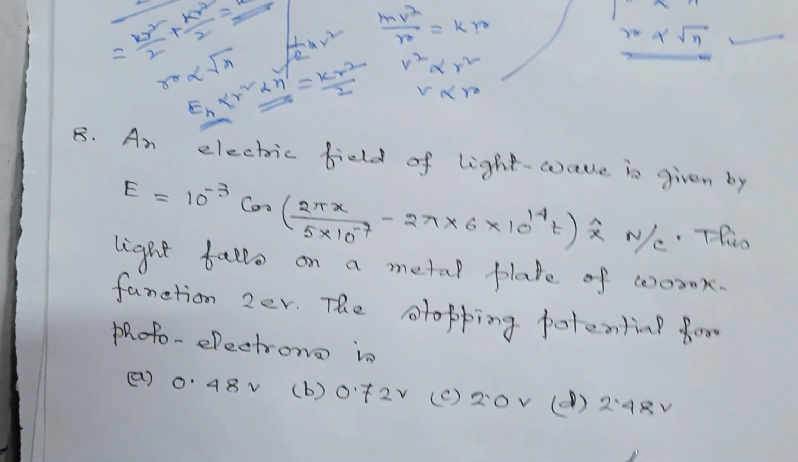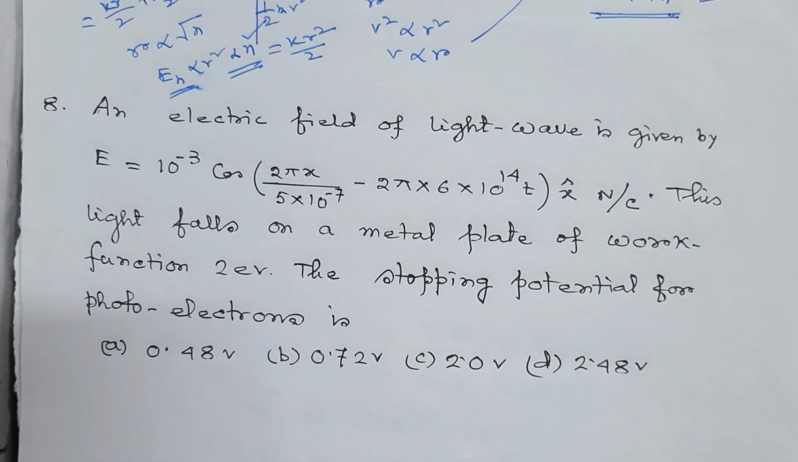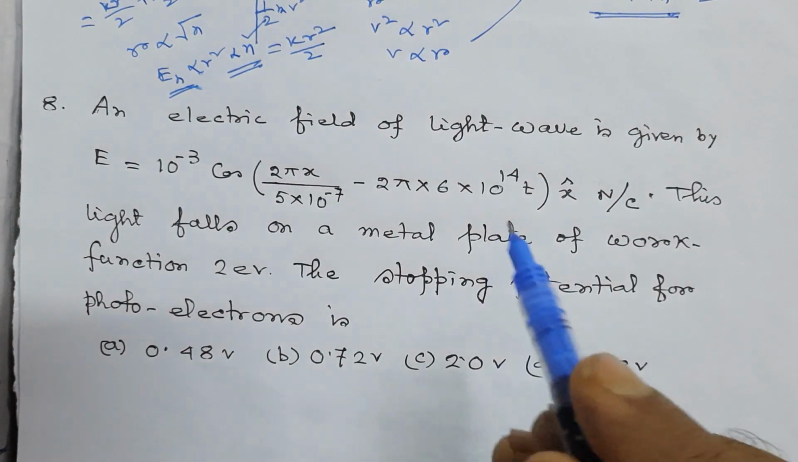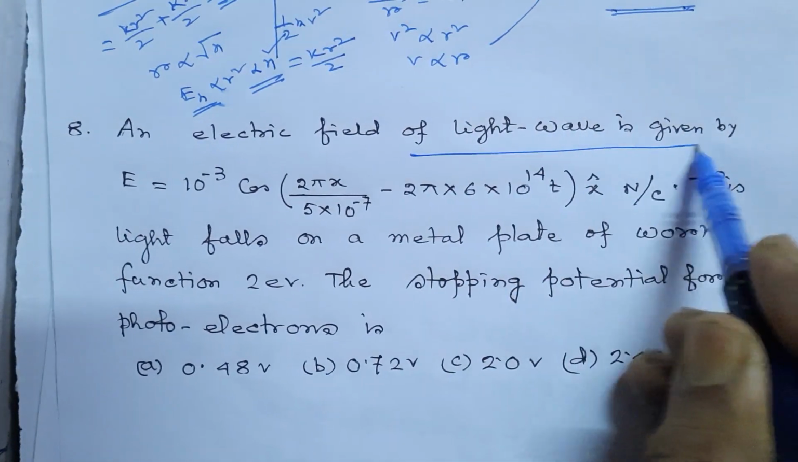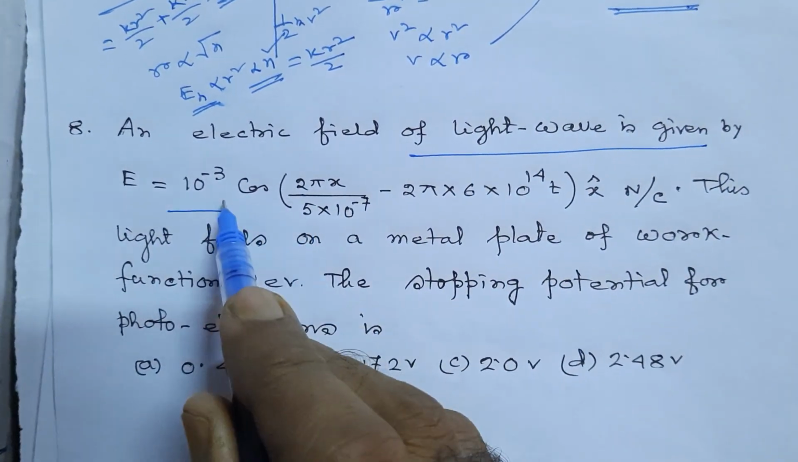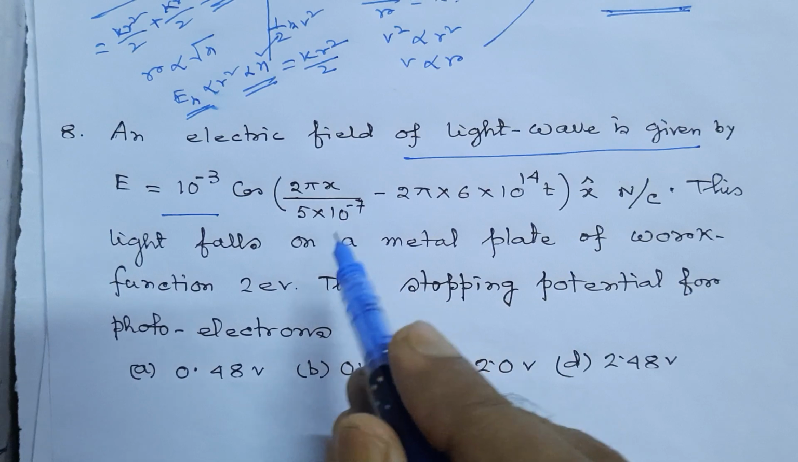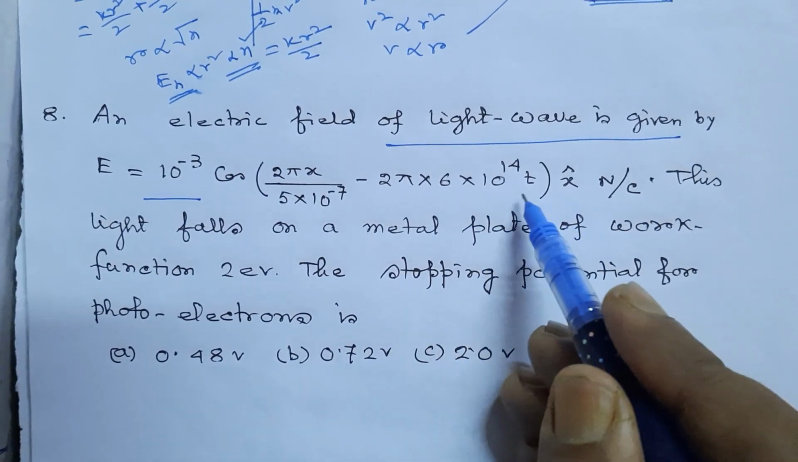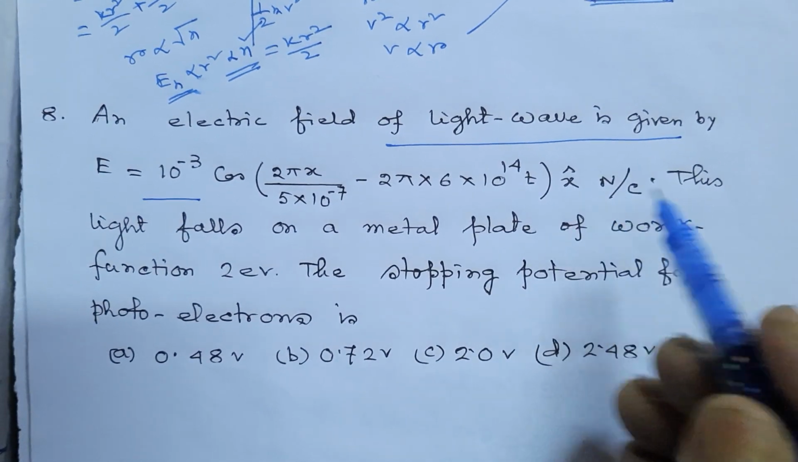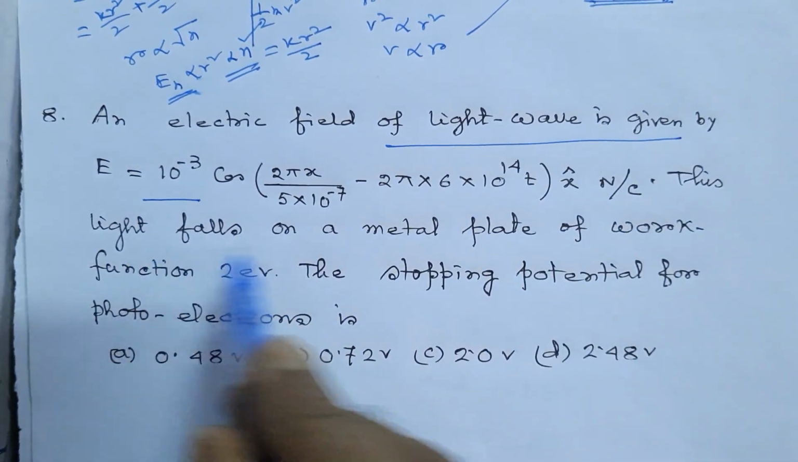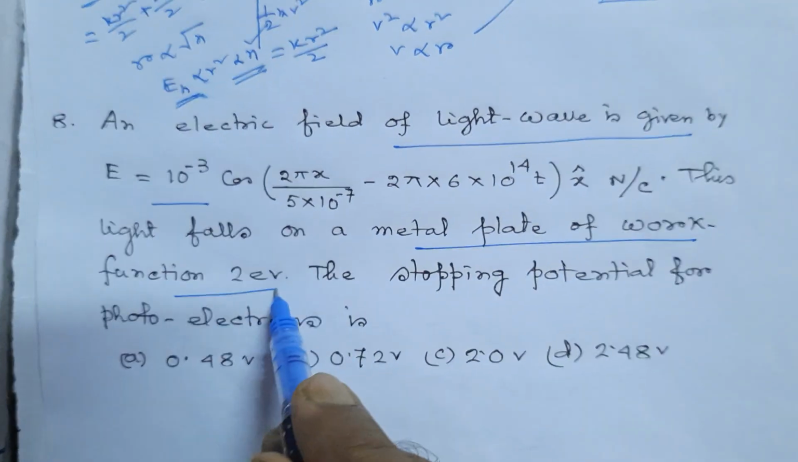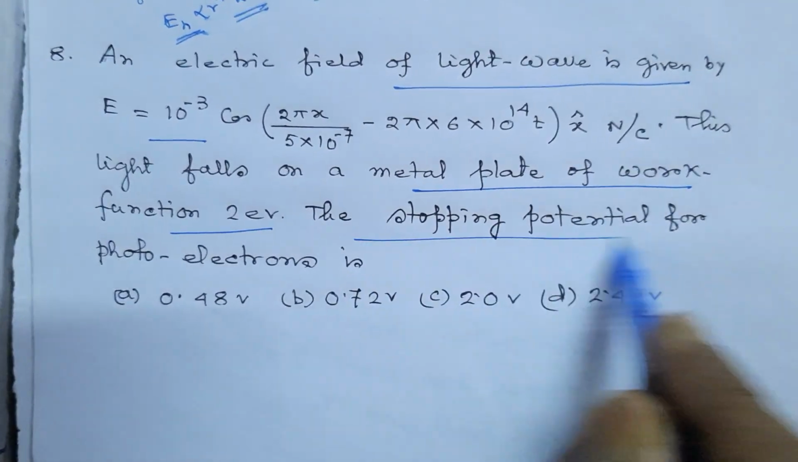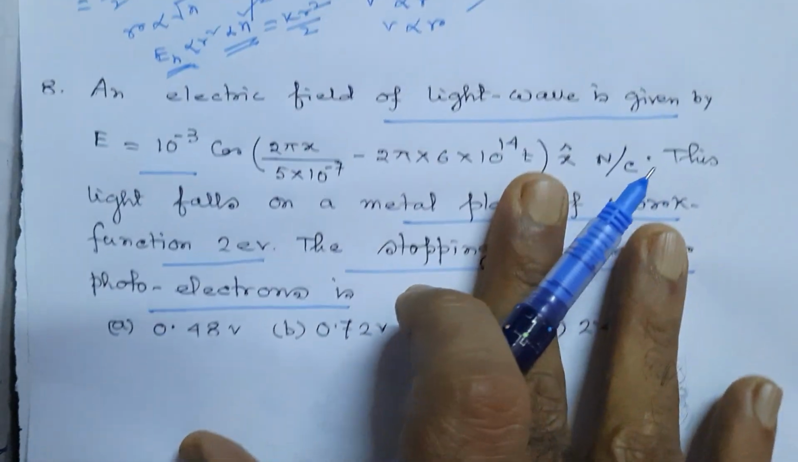Next, we see question number 8. In this question, an electric field of light wave is given by E equals 10 to the minus 3 cos of 2 pi x by 5 into 10 to the minus 7 minus 2 pi into 6 into 10 to the 14 t, in Newton per coulomb. This light falls on a metal plate of work function 2 electron volt. The stopping potential for photoelectrons.